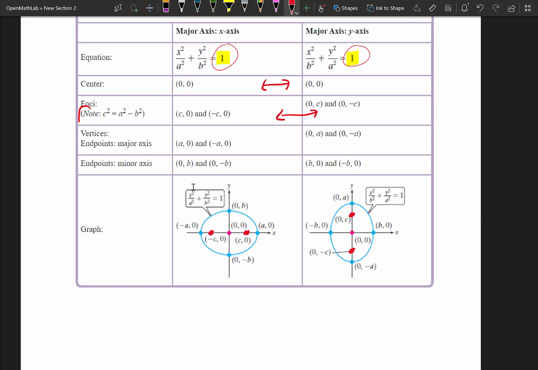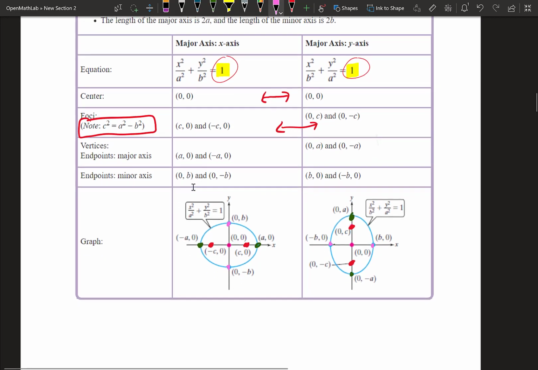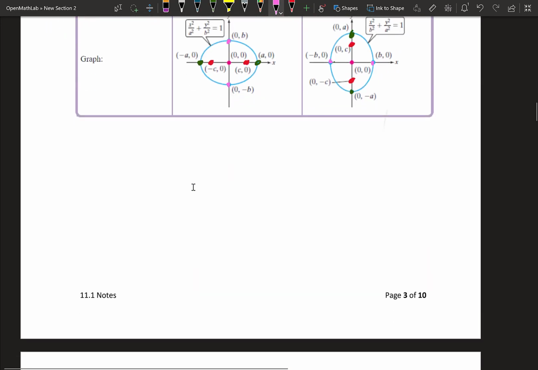It's important to note this equation: how you find c is you use that equation to solve for c. Then we can find the endpoints for the major and minor axes. Remember, the endpoints on the major axis we call the vertices. There'd be these points here. And the endpoints on the minor axis would be these points. Good. So you definitely want to become comfortable with this chart, and we're going to use that information a lot.